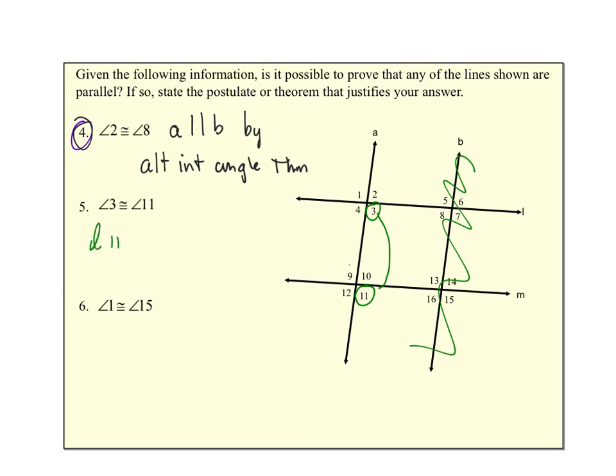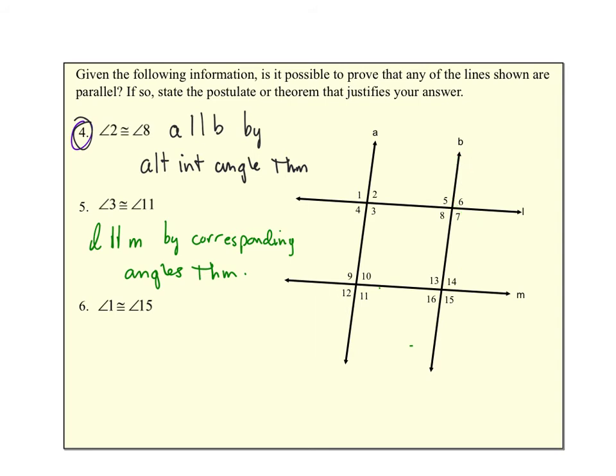So I would argue, yes, L is parallel to M because they're in the same location, corresponding angles theorem. Okay, corresponding angles, they're in the same location. That's all I need to tell me, yes, those are congruent. Let's see.